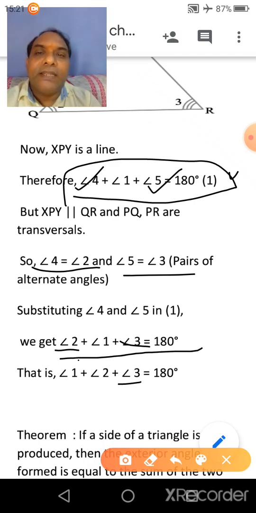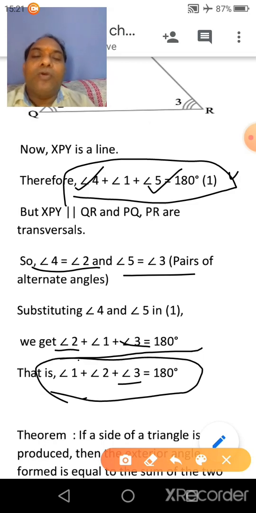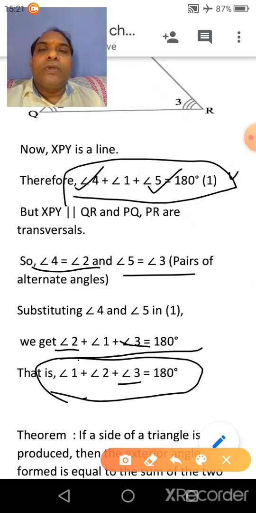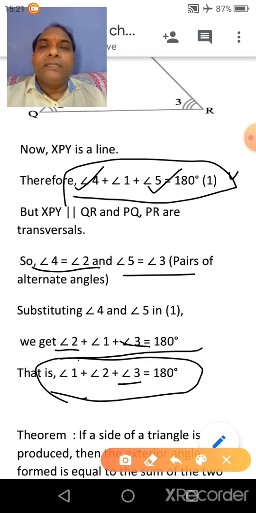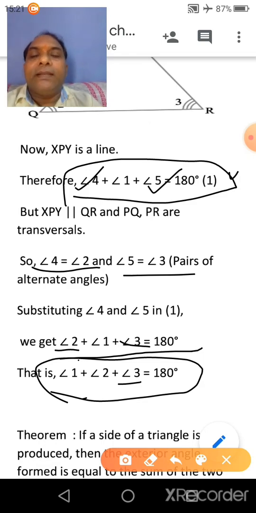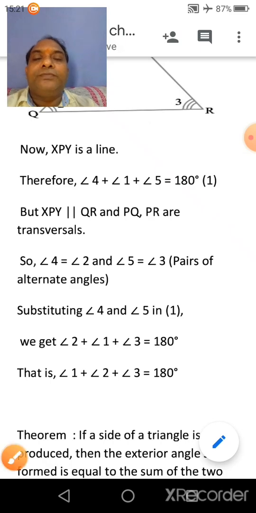or we can say that angle 1 plus angle 2 plus angle 3 is equal to 180 degree, or we can say that sum of all interior angles of a triangle is 180 degree. Clear? Now next theorem.